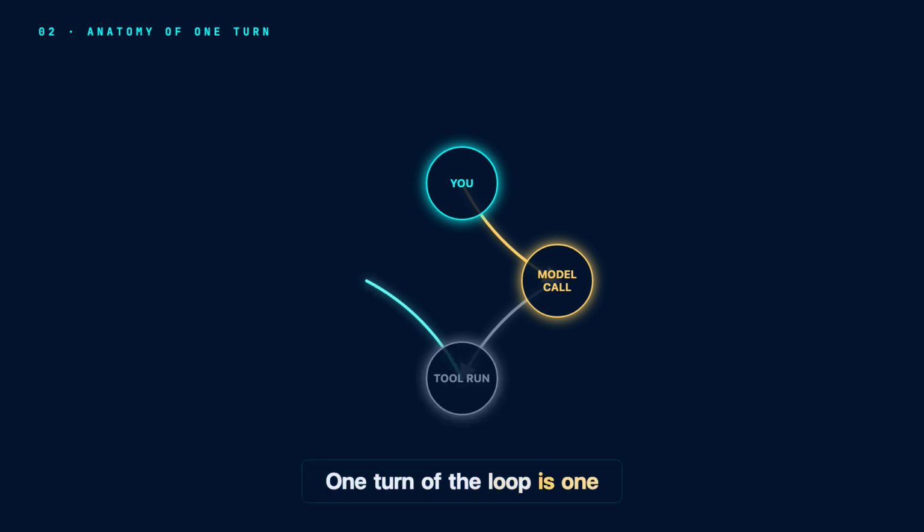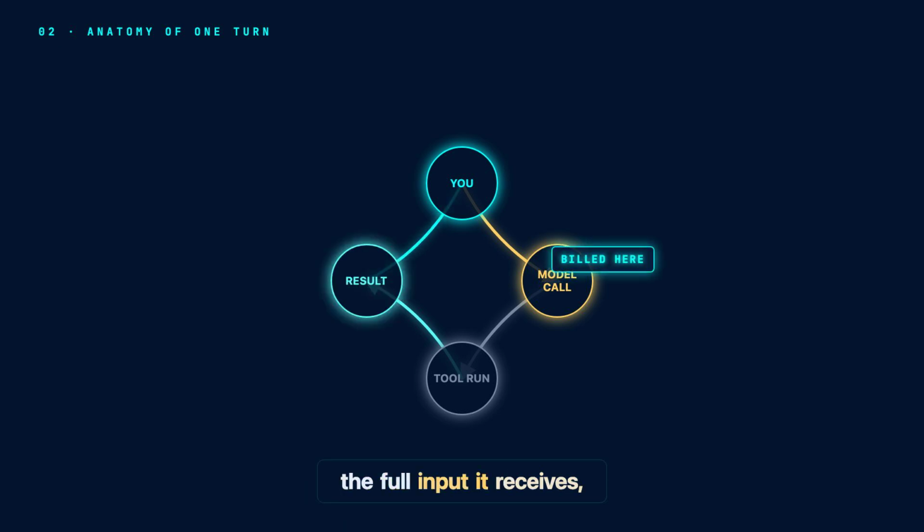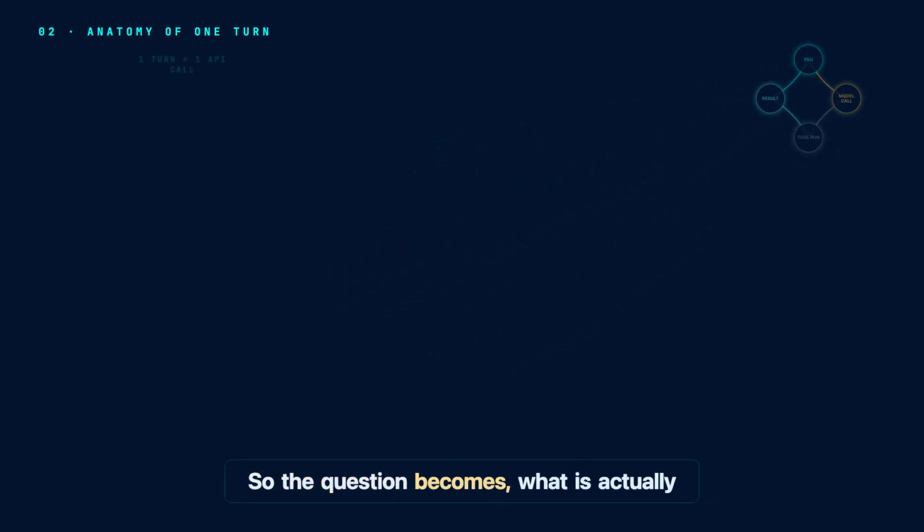One turn of the loop is one API call to the model. And every API call is built on the full input it receives, plus the output it produces. So the question becomes, what is actually in that input? 5 things every single turn.